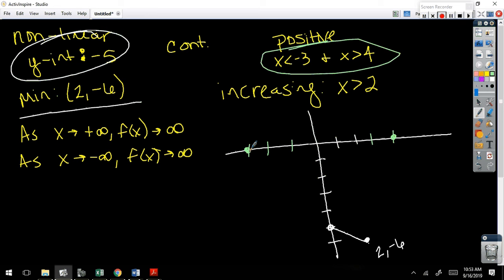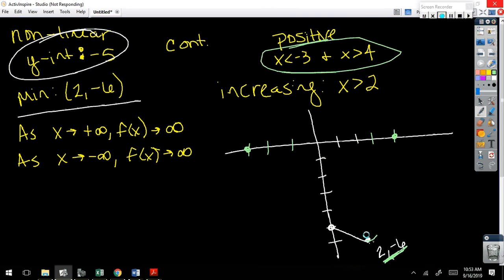Increasing when x is greater than 2. Well, we knew that because if they tell us it's a minimum here, we know it's got to turn. But if it's always increasing from that point, I'm thinking maybe I can just go ahead.